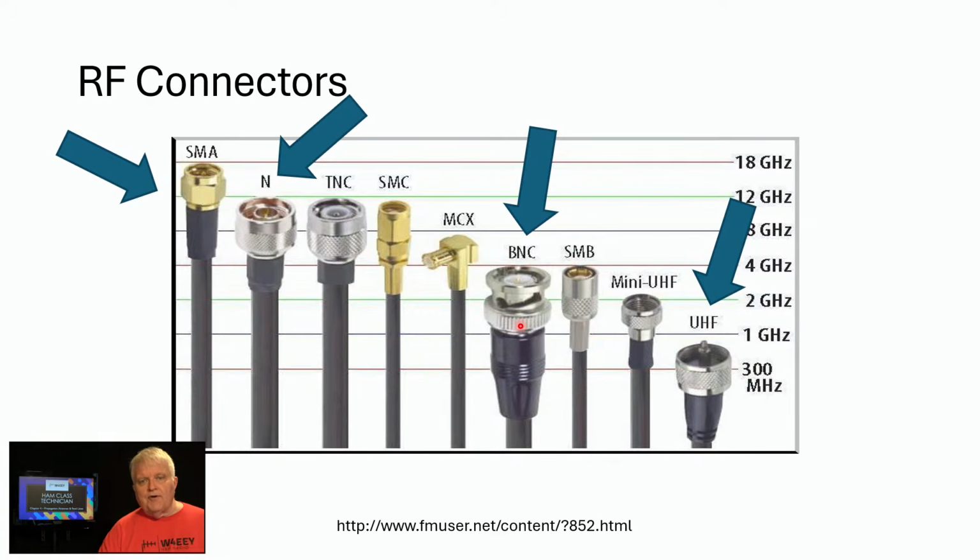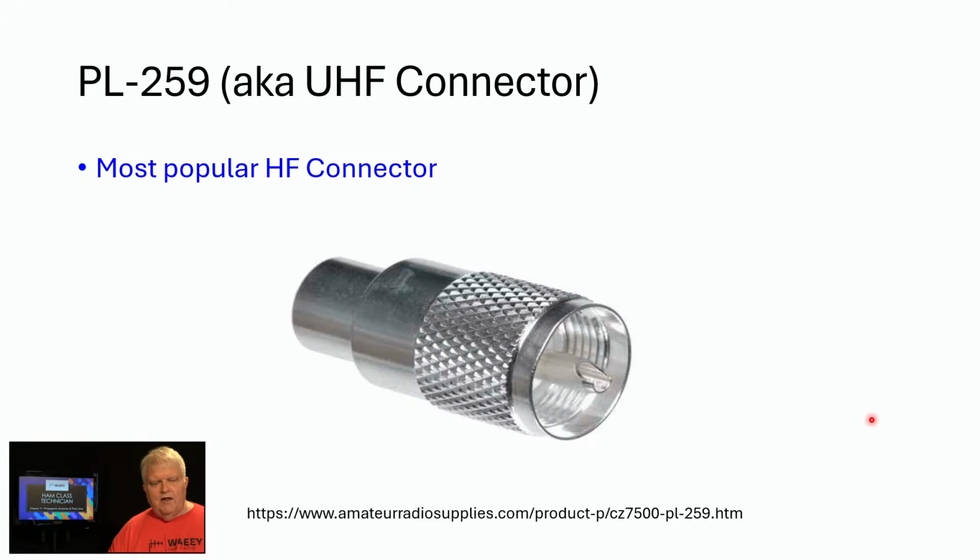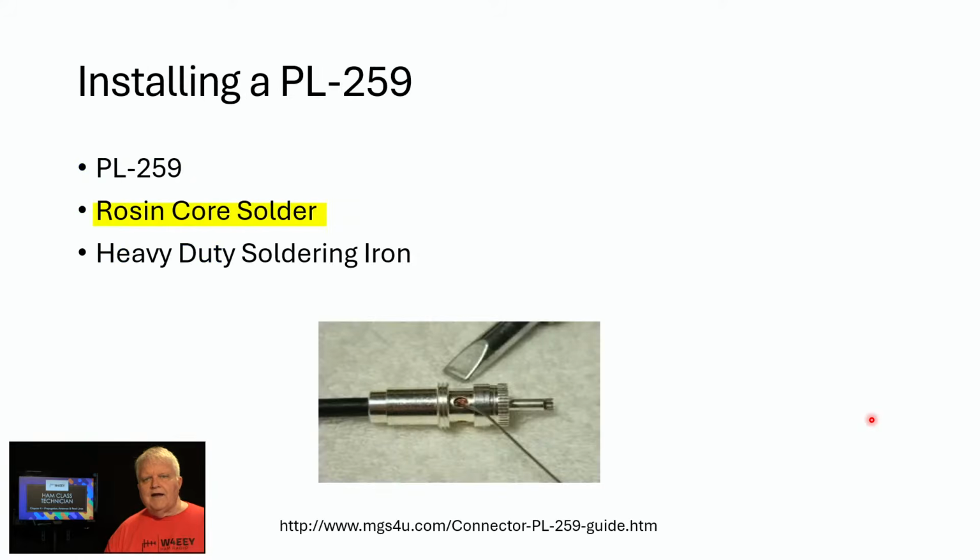But the most popular connector in ham radio is this. A UHF connector is one of its names. It's also called a PL259 from the military derivation. It's the most popular connector used for HF and also for VHF and UHF by some manufacturers. And you install a PL259 on the end of a coaxial cable using a heavy-duty soldering iron and rosin core solder. At least this has been the standard in the past.